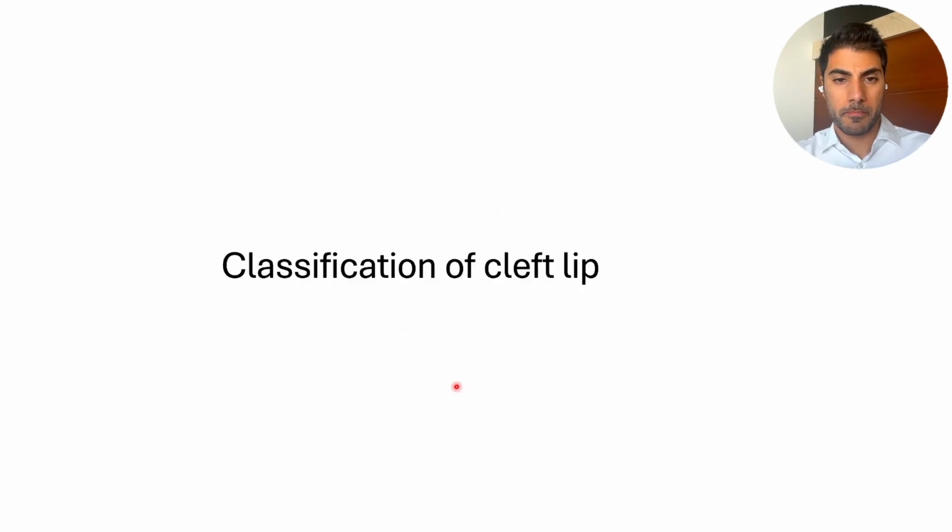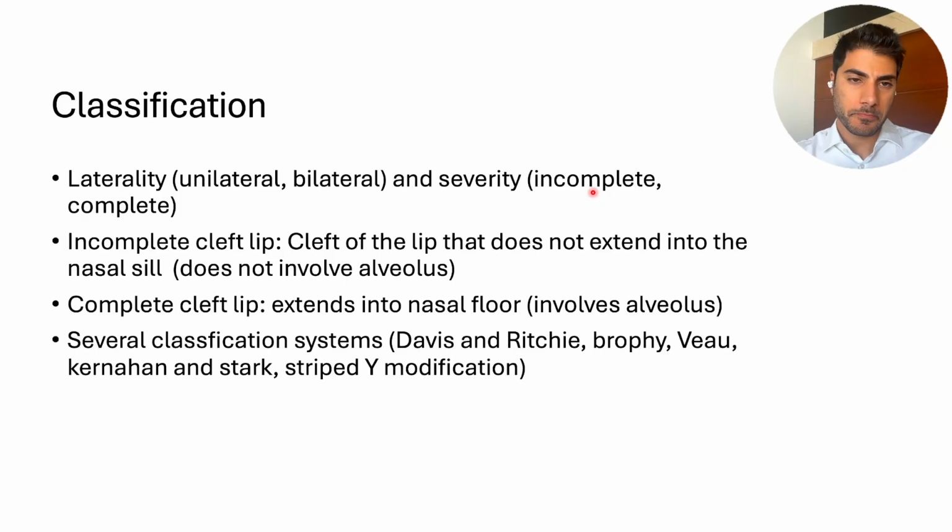Okay. Now, as for the classification of the cleft lip, basically we classify it according to laterality, if it's unilateral or bilateral, and according to severity, if it is complete or incomplete. We will define the complete and the incomplete in further detail, but just to touch on it: the incomplete does not really involve the alveolus, and it does not extend into the nasal sill, while the complete cleft lip extends into the nasal floor and involves the alveolar bone.